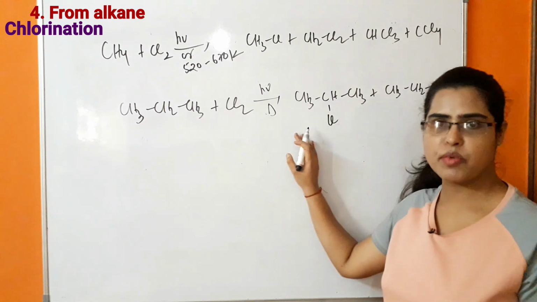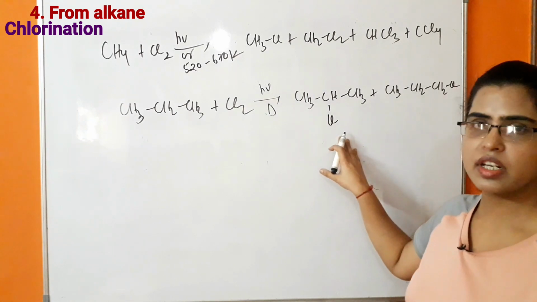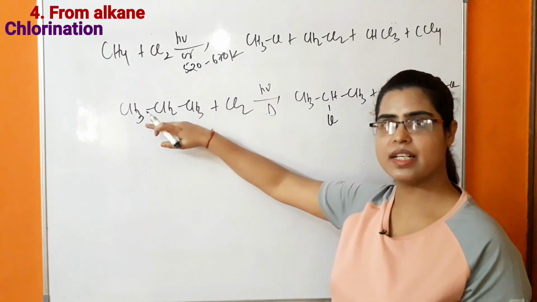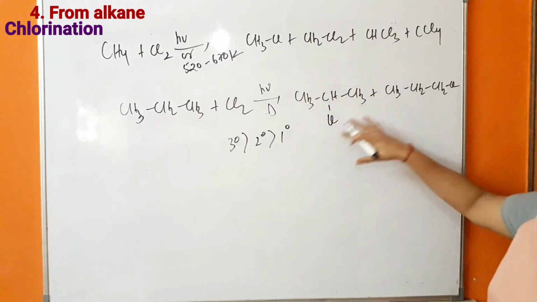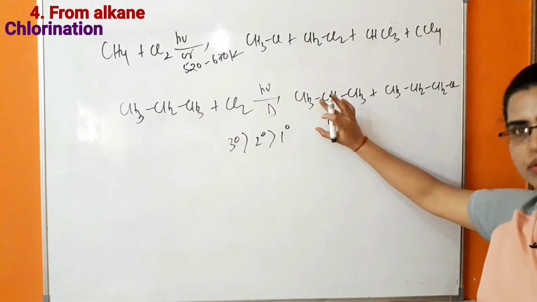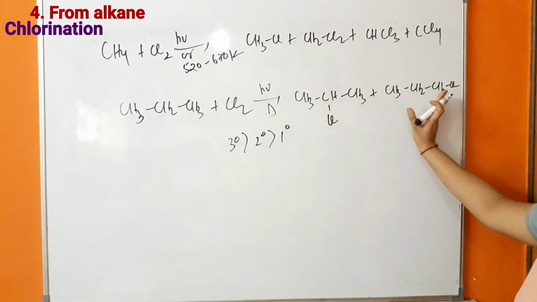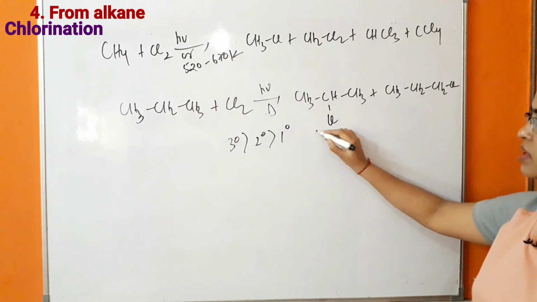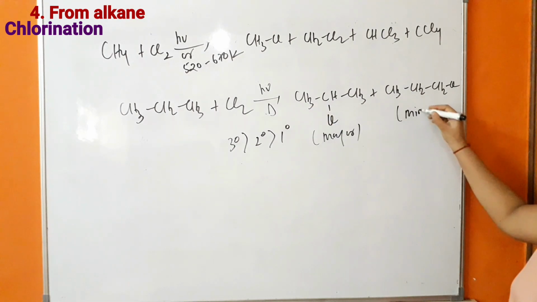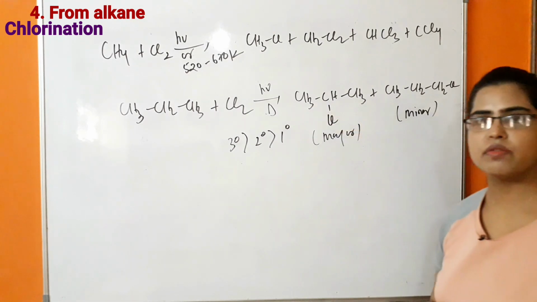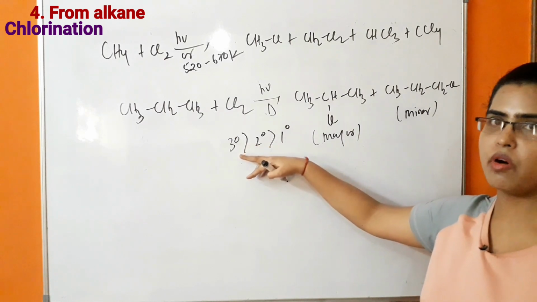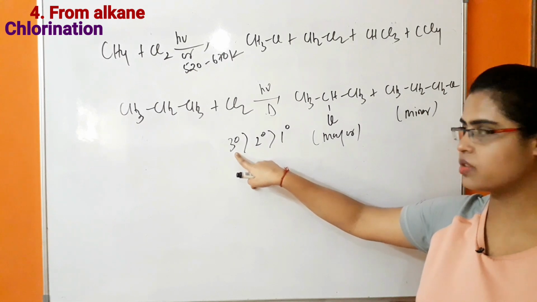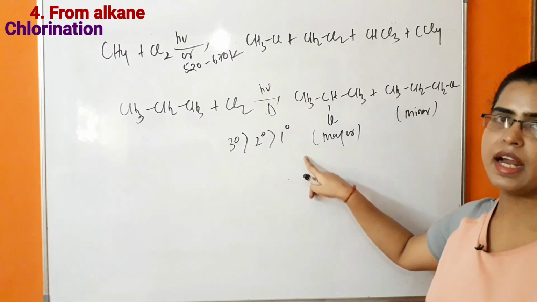This mixture of products, this halogenation, depends upon the type of hydrogen present in the alkane. In this case, the 2-degree alkyl halide is more stable in comparison to the 1-degree alkyl halide. Because of that, this is the major product, and the other a minor product, on the basis of the type of hydrogen replaced. So the more reactive hydrogen towards halogenation is 3-degree, then 2-degree and 1-degree.